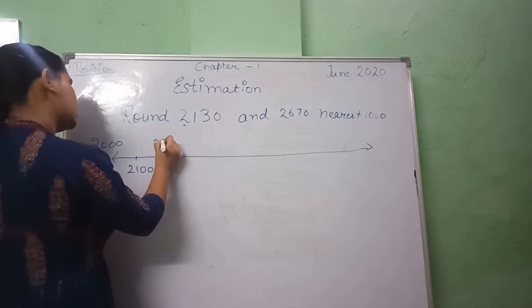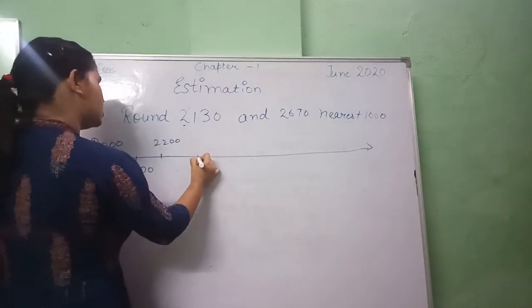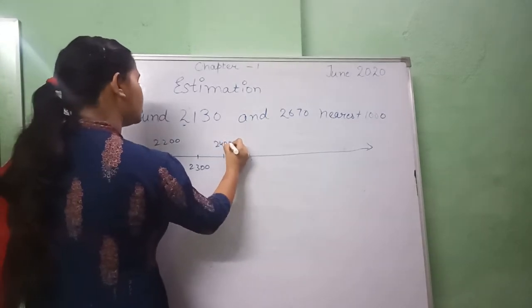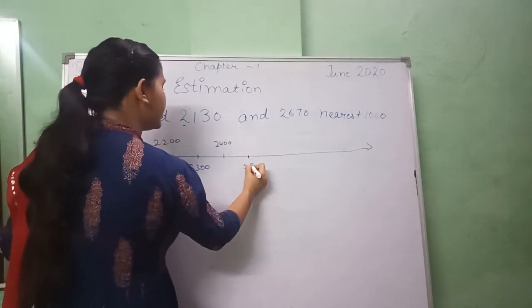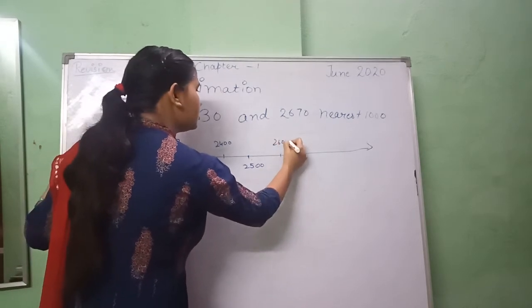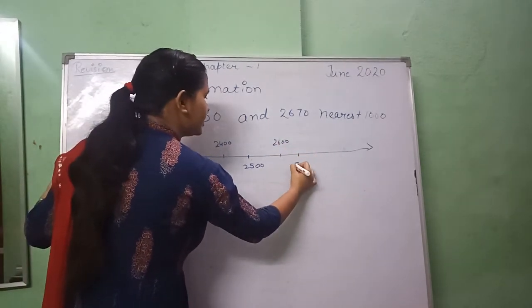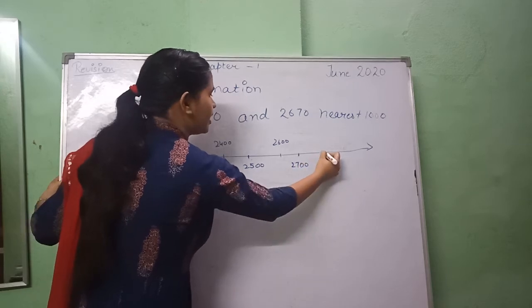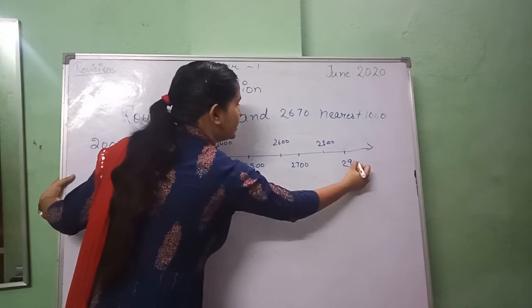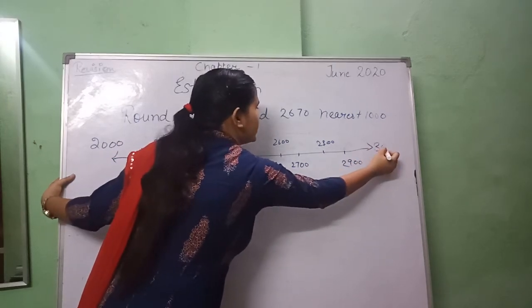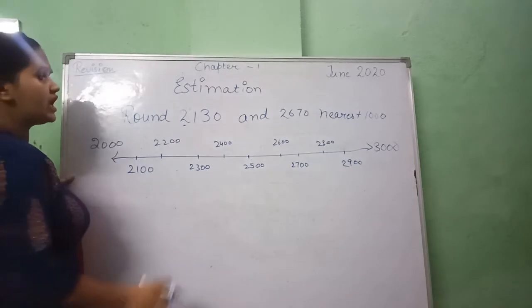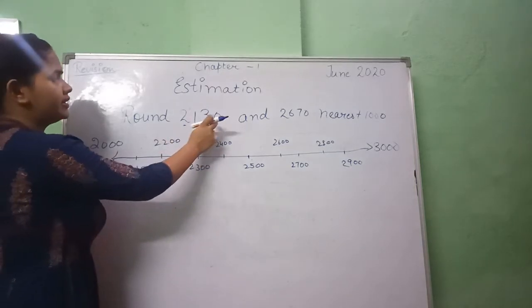2100, 2200, 2300, 2400, 2500, 2600, 2700, 2800, 2900, and here this one is 3000.